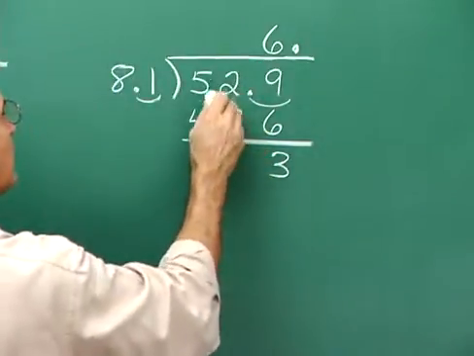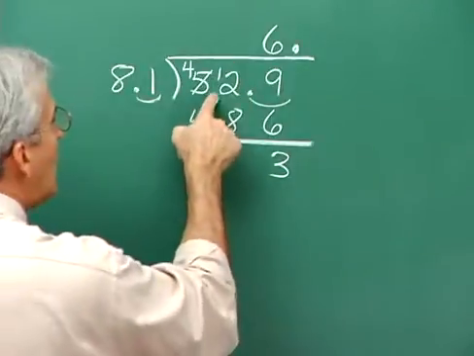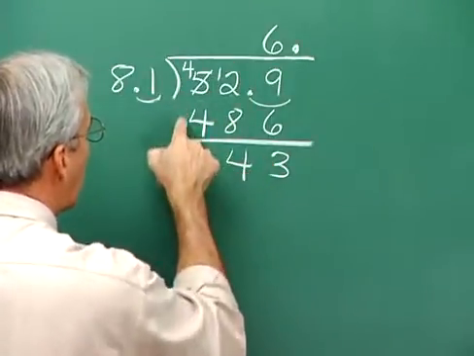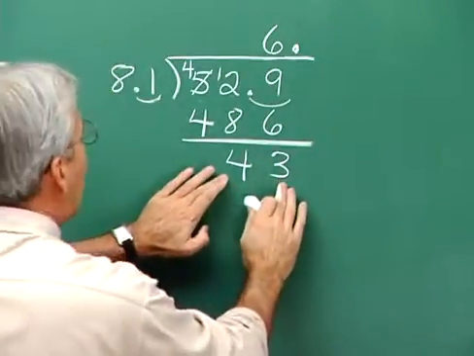Can't take 8 from 2. I borrow from the 5. It becomes 4. The one that I borrow makes this 12. 12 minus 8, 4. 4 minus 4 is 0. Okay. I've subtracted. I've gotten 43.